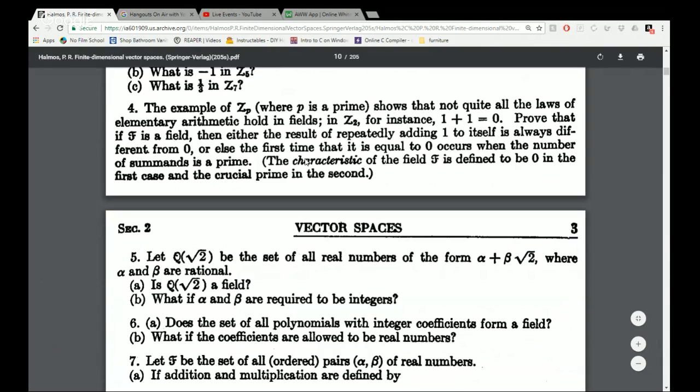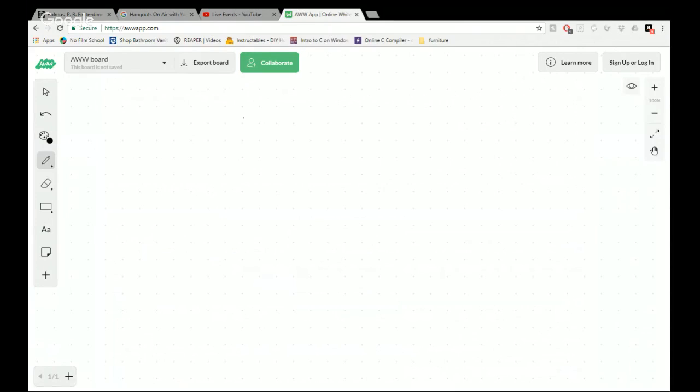In Z2, for instance, 1 plus 1 is 0. So how does that work? Z subscript 2, what are the members of Z2? It is the set containing 0 and 1. And what are the operations? The plus in Z2 says, of course, add two numbers, and then do mod 2.